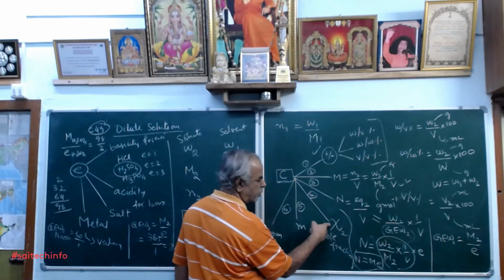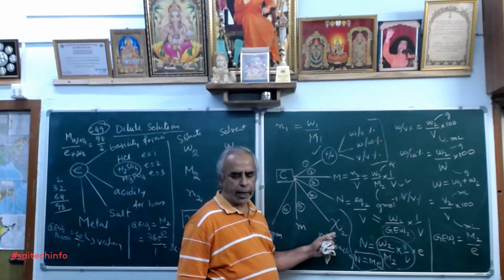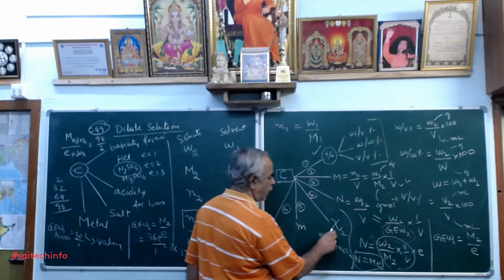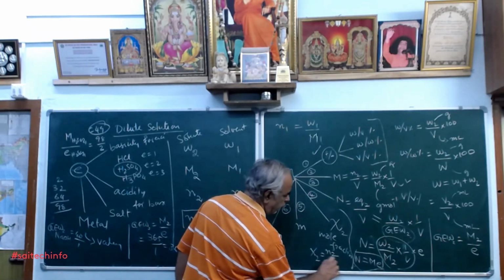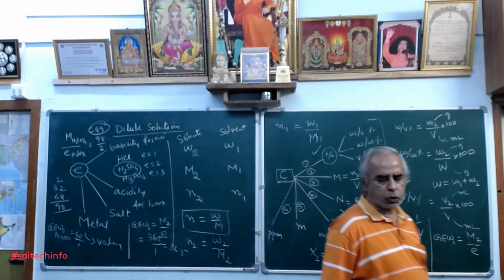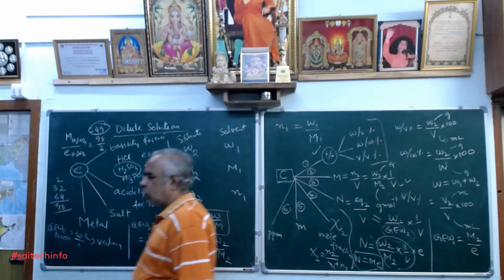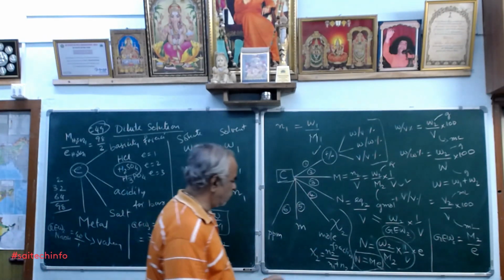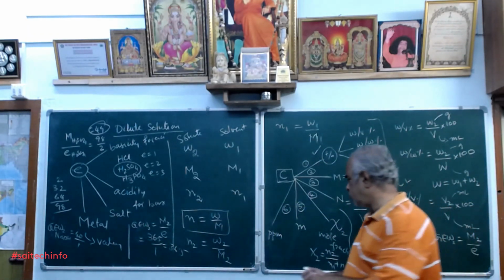And this symbol is termed chi, C-H-I, and it should be pronounced as chi. So chi 2 is nothing but N2 by N1 plus N2. What is N1? Number of moles of solvent. N2, number of moles of solute. So N1 plus N2, you can call it N, the total number of molecules here. So N2 by N1 plus N2.